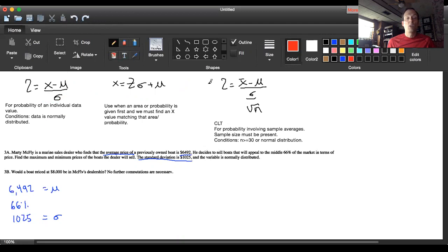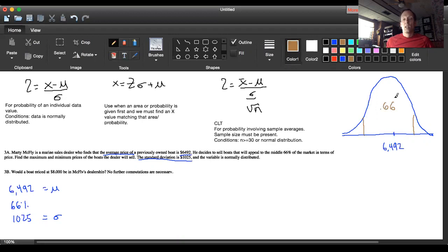So we're going to start to do a normal distribution curve. I'm going to come over here and fill out my curve. I can put in the center my curve average, which was $6,492. This time there's no X values to label, so I'm going to label that 66%. I'm going to make a couple of bars right there. I'm going to put in that I need to find the middle 66%.